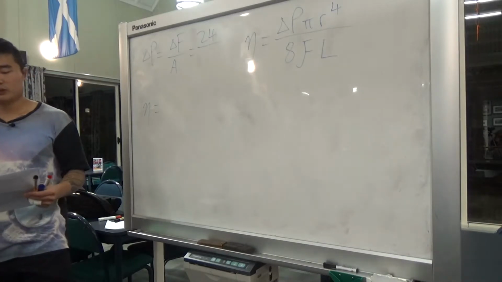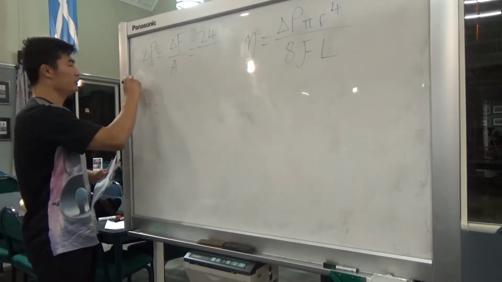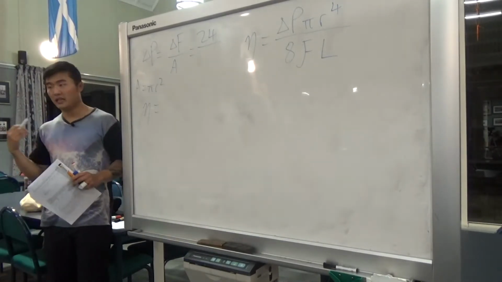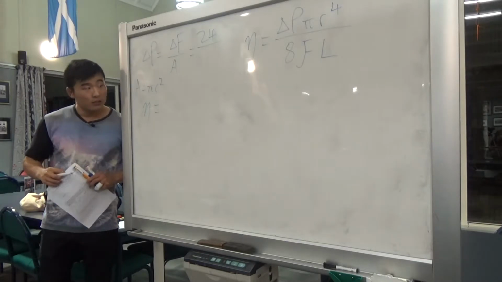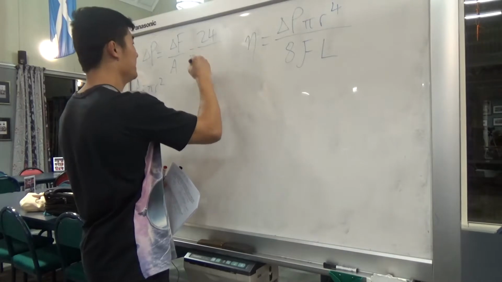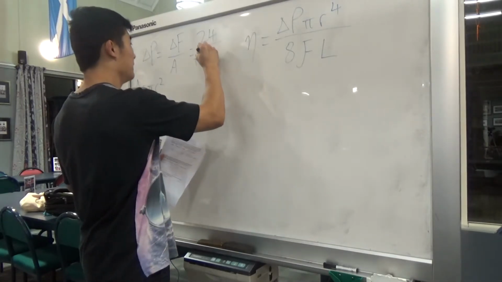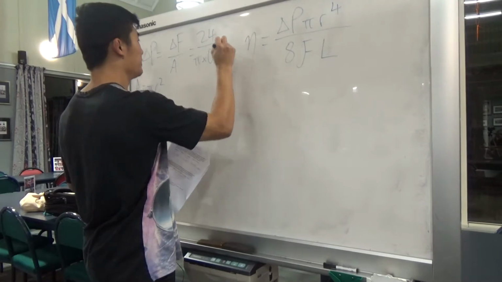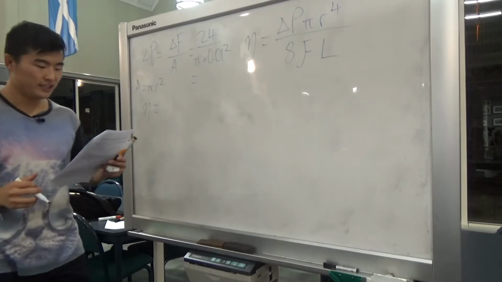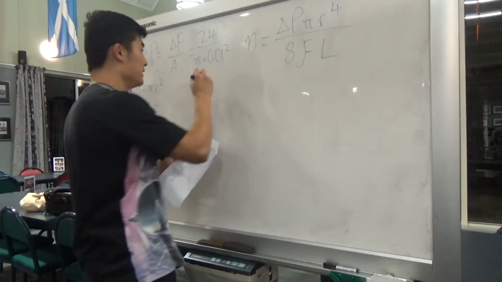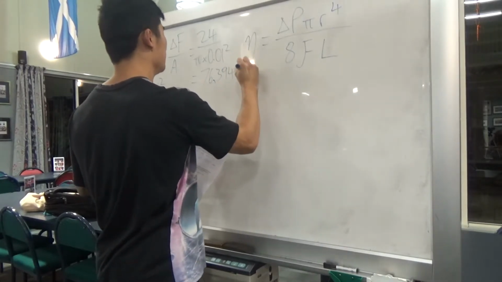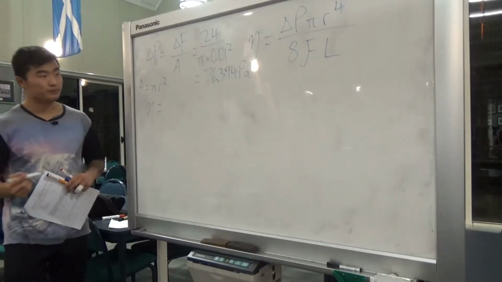The cross-sectional area is equal to pi r squared. So A is equal to pi r squared. You guys should remember that or have it on your cheat sheet. So 24 over pi times the radius, which is 0.01 squared, and that will give you a difference in pressure of 76,394 pascals. So that's your delta P.